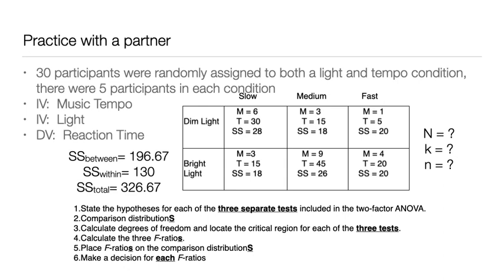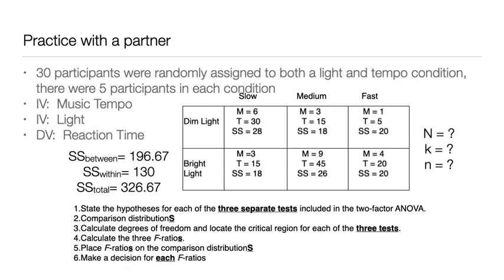One of the independent variables that was manipulated was the tempo of music participants heard: slow, medium, or fast. The other independent variable that was manipulated was the lighting of the room they were in, dim light versus bright light, and what was being measured was reaction time. So we're going to do our 6 steps of hypothesis testing for this two-factor ANOVA. Remember, we're not going to calculate two-factor ANOVAs from raw data.